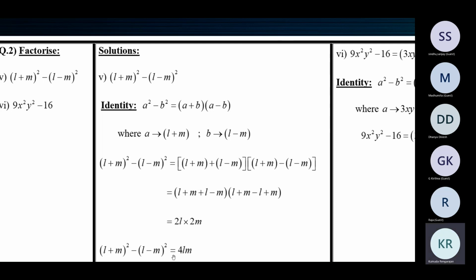Can you see, children? 4LM. Now, can you recall the identity which we learned? A plus B the whole square minus A minus B the whole square is equal to 4AB. See here, we proved that. This is A plus B the whole square. This is A minus B the whole square. The answer is 4AB.